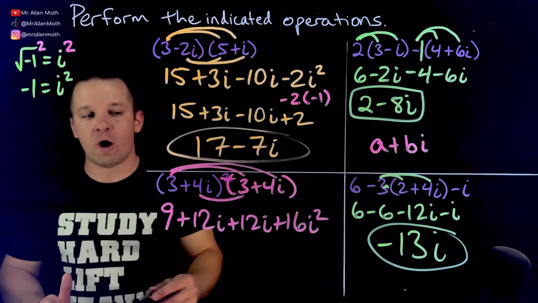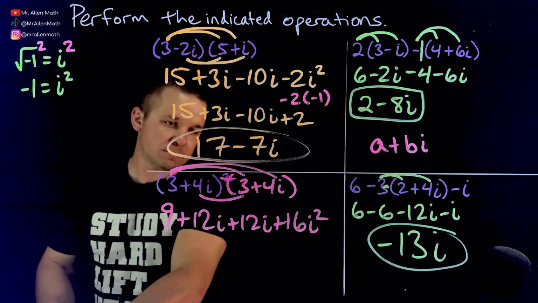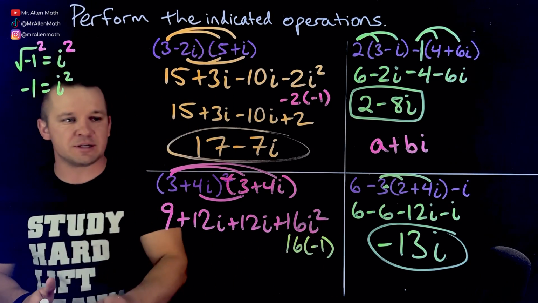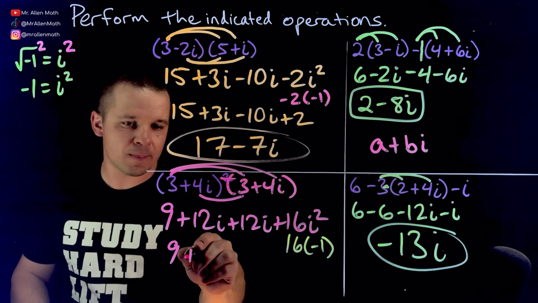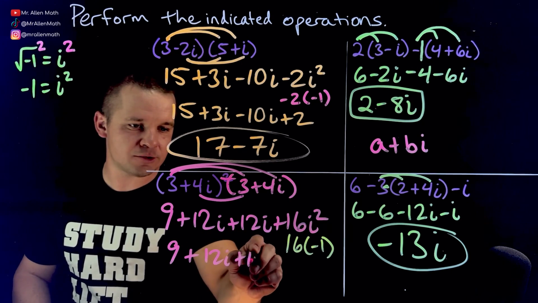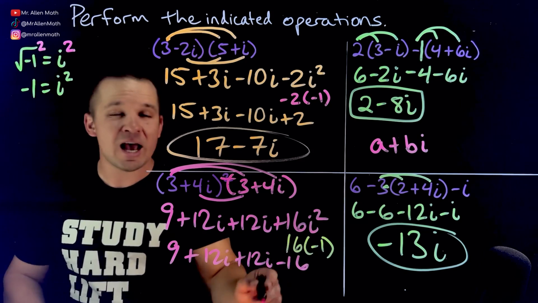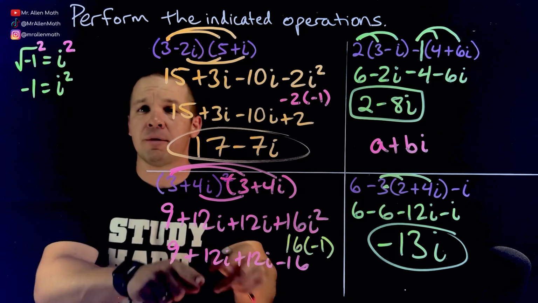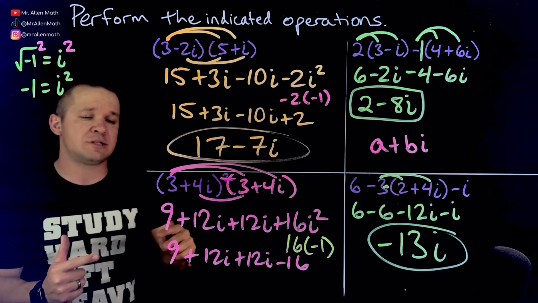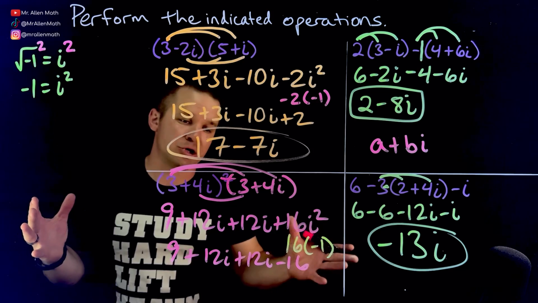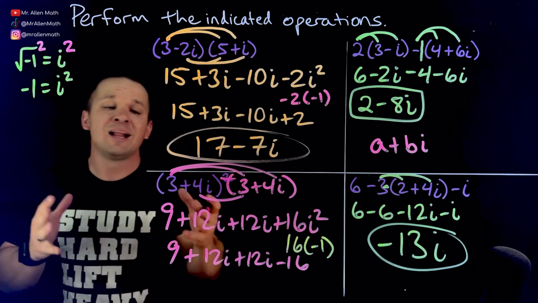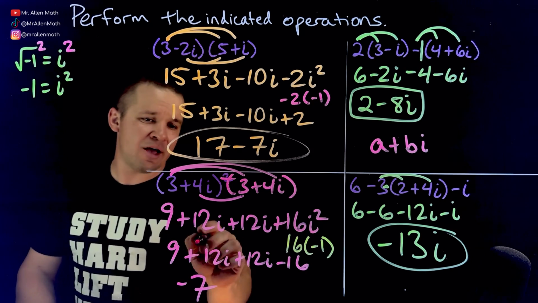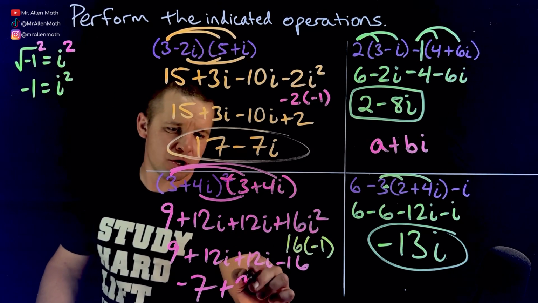16i squared. Oh boy, we've got our -1 again. So this is the same as 16 times -1, which is going to be -16. So let's write that up. 9 plus 12i plus 12i minus 16. And if you're feeling a little more comfortable with it, once you see this, you'd be like, oh, I'm just going to combine those and finish this problem. That's totally cool. I'm writing out a few more steps just in case you're still having trouble with it. I want to show all that work like Rihanna. Anywho, 9 minus 16 is -7, and then 12i plus 12i is positive 24i.